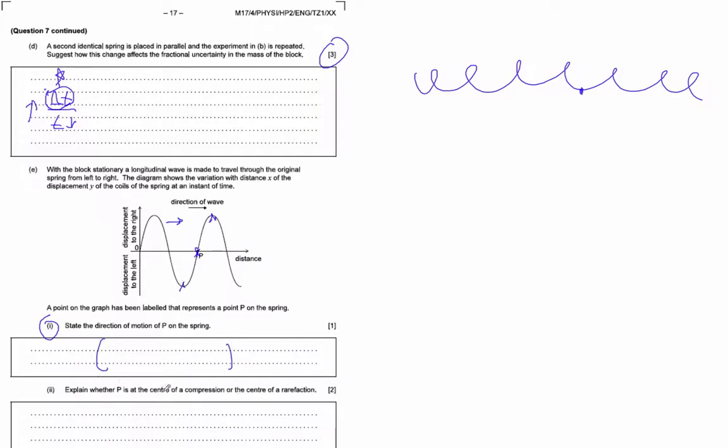Then explain whether P is at the center of a compression or the center of a rarefaction. A rarefaction is where the springs are spread apart. Now, keep in mind that the springs in front of P are displaced to the right, and the ones behind it are displaced to the left. So talk about that. Is it compressed or is it rarefied? Is it stretched? Remember, the ones in front of it have been stretched to the right, and the ones behind it have been stretched to the left. Think about that.